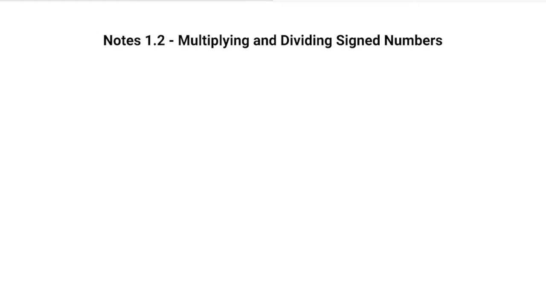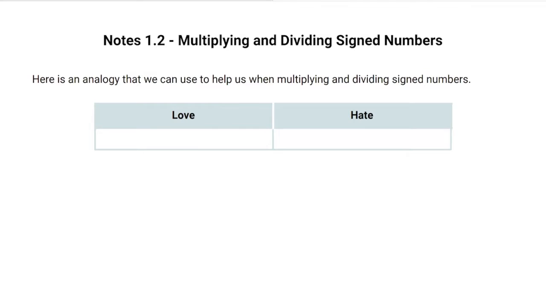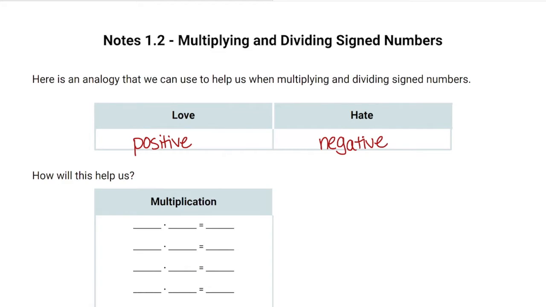But again, not required. I like to use an analogy that can help us multiply and divide numbers that are positive and negative a little more easily. Generally, when we hear the word love, and this isn't an absolute answer, we would say that love is a positive thing, and generally we would say that hate is a negative thing. And you're probably like, Ms. Shahada, this is math class. Why are we talking about love and hate? So let me explain how this is going to help us.